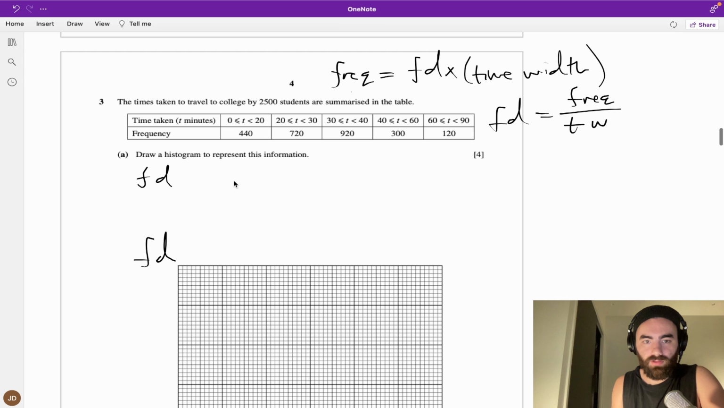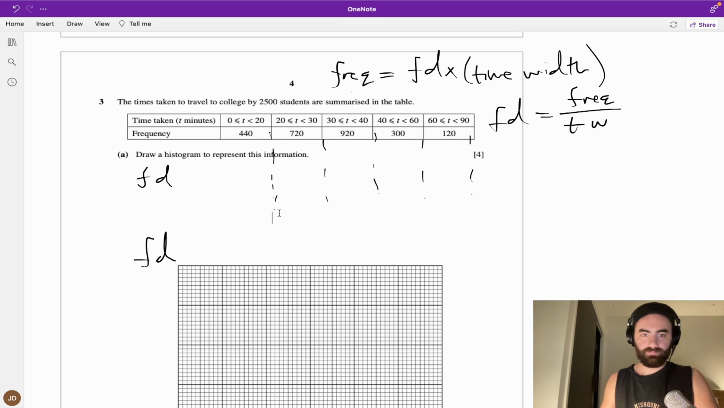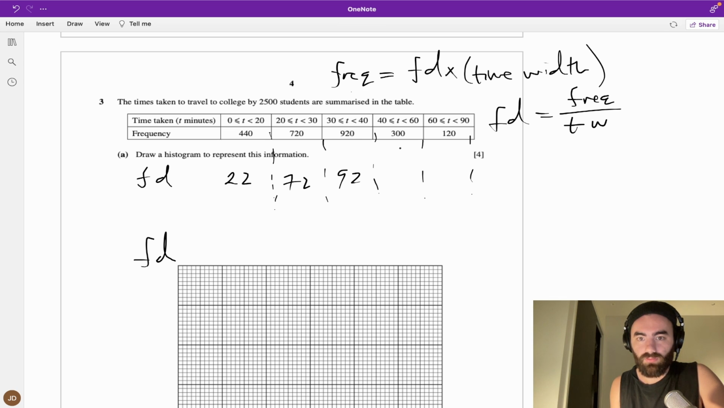So for this first one, we're just dividing this up. The frequency is 440 divided by 20, so the first one will be 22. The next one will be 720 divided by 10, which is 72. 920 divided by 10, this width is 10, so it's 92. And then 300 divided by 20 is 15. And 120 divided by 30 is 4. Okay, so then we just need to graph that.